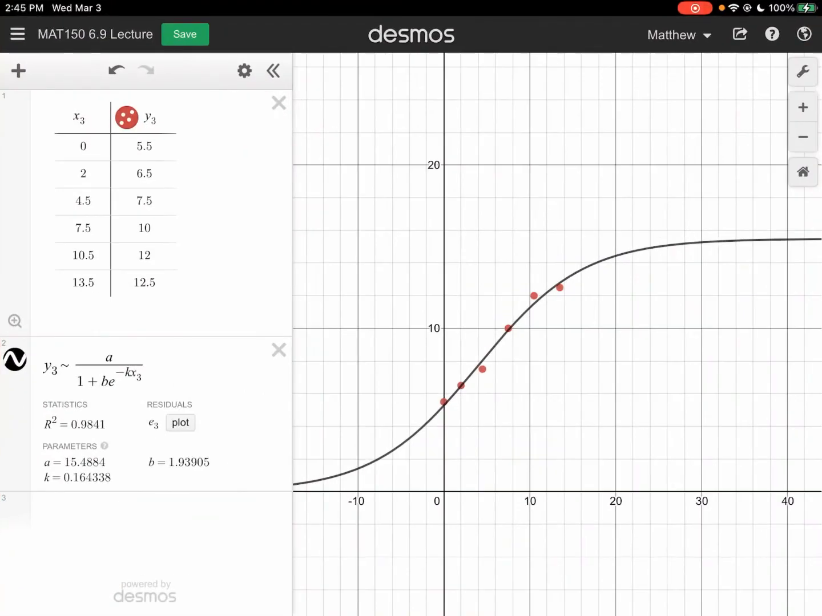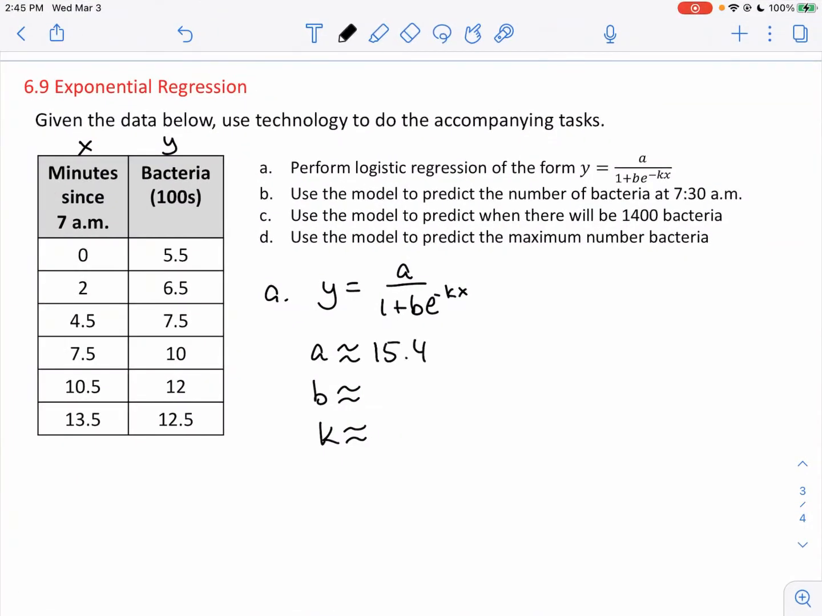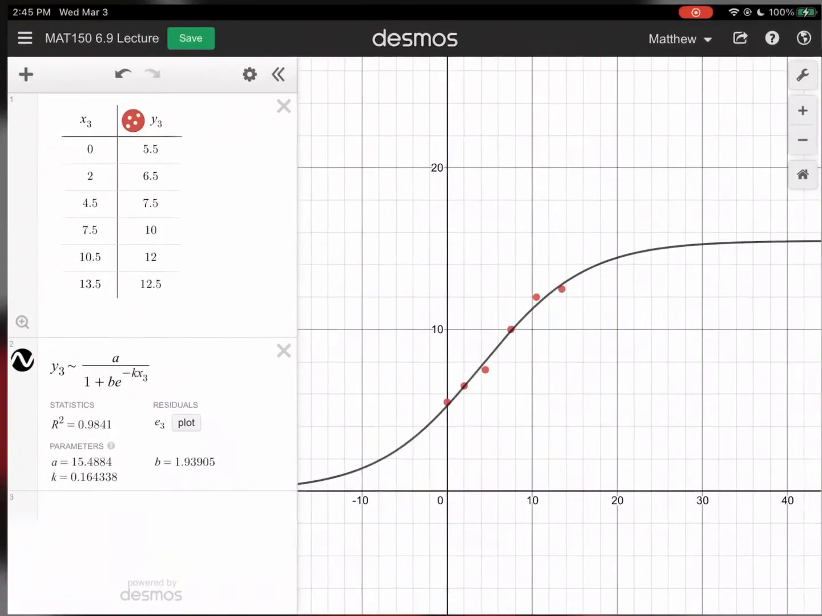All right, so a turned out to be about 15.4884. Notice the little box, the check that says log form, there's no box there, because for doing the logistic best fit curve, there's just one way that Desmos is doing it, and that's also the way that your online homework will accept the answer.